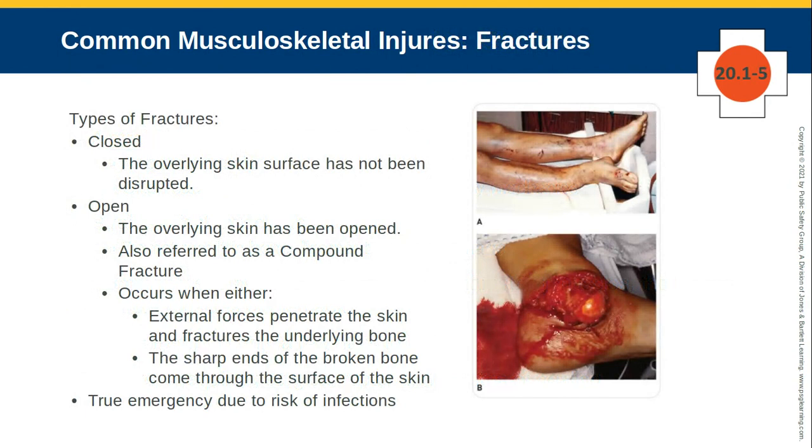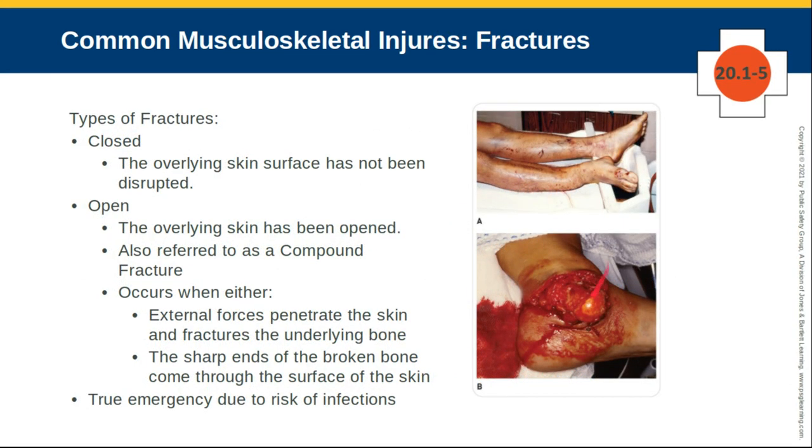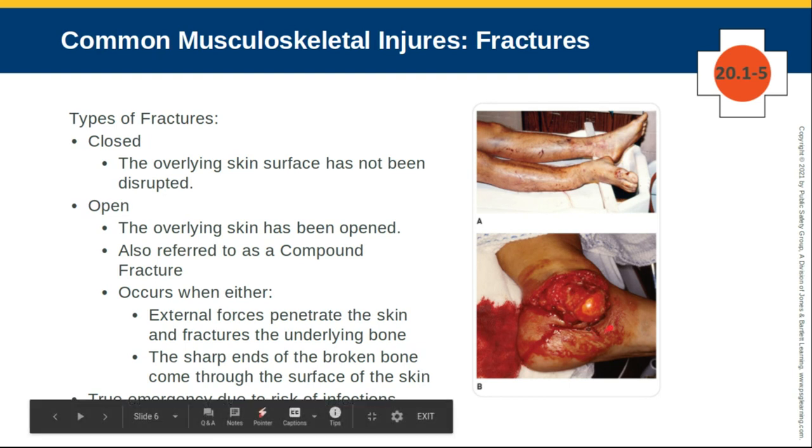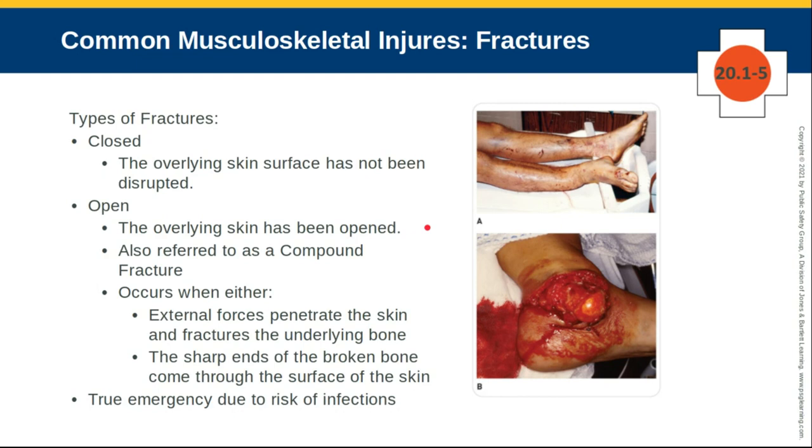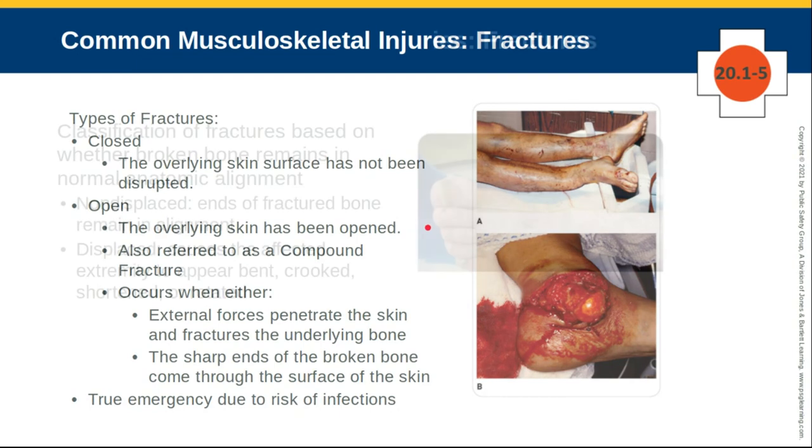In the skeletal system specifically, a broken bone is described as a fracture. Now, that may be closed. In a closed fracture, the overlying skin surface is still intact. It may be open, where we have sharp ends of the broken bone protruding through the skin. And we have to be careful in treatment because that is open to infection.